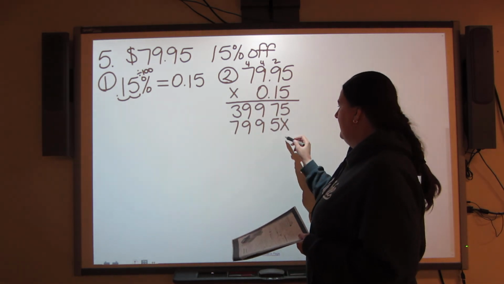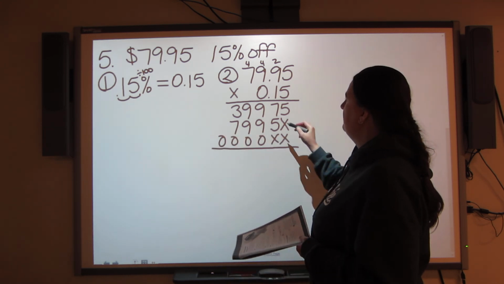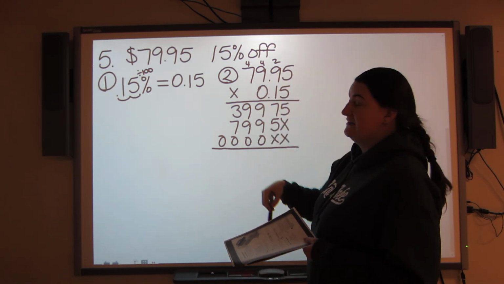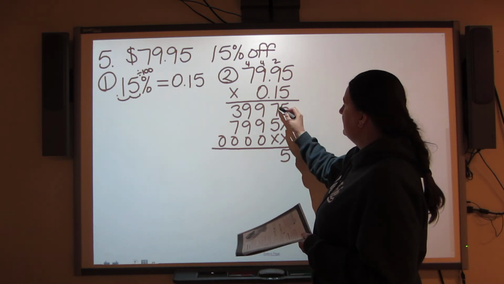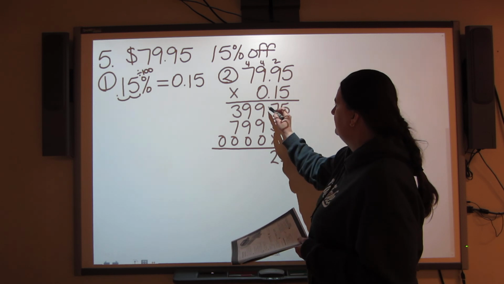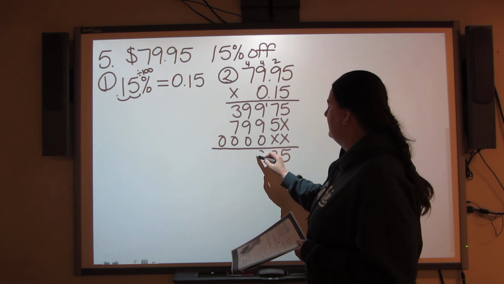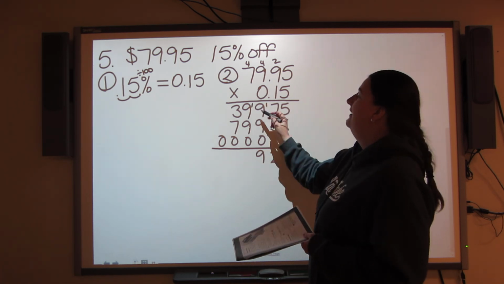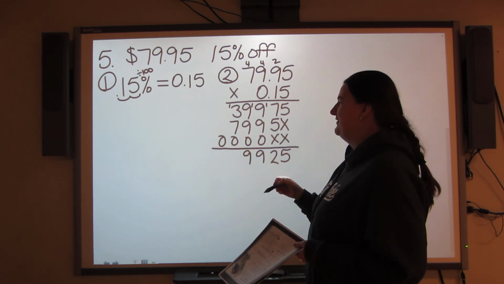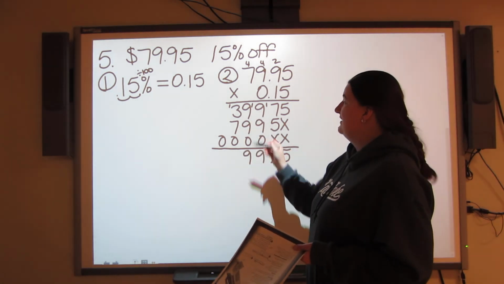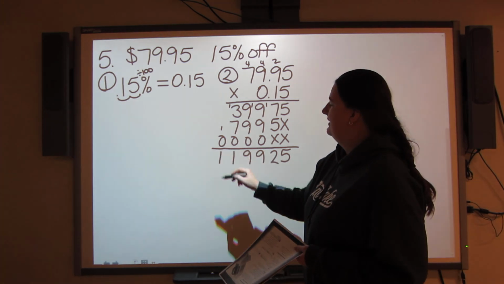Now there is a 0 there, and if you want to be thorough, you can put your zeros. But remember that if you got a 0 down here, all the answers are going to be 0. And then you add them up. So 5 plus nothing is 5. 7 plus 5 is 12. Carry your 1. 9 plus 9 is 18. Plus the 1 that you carried is 19. Carry your 1. 9 plus 9 is 18. Plus the 1 that you carried is 19. Carry your 1. 7 plus 3 is 10. Plus the 1 that you carried is 11. Carry your 1. 1 plus nothing is 1.